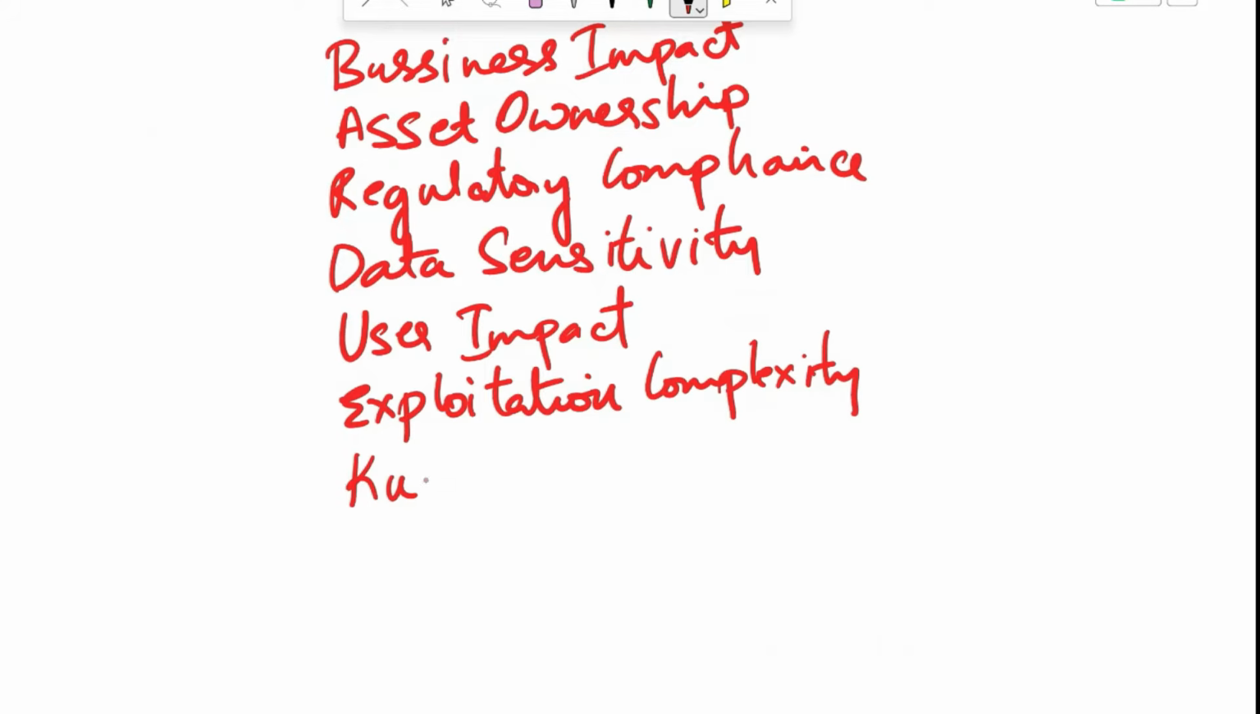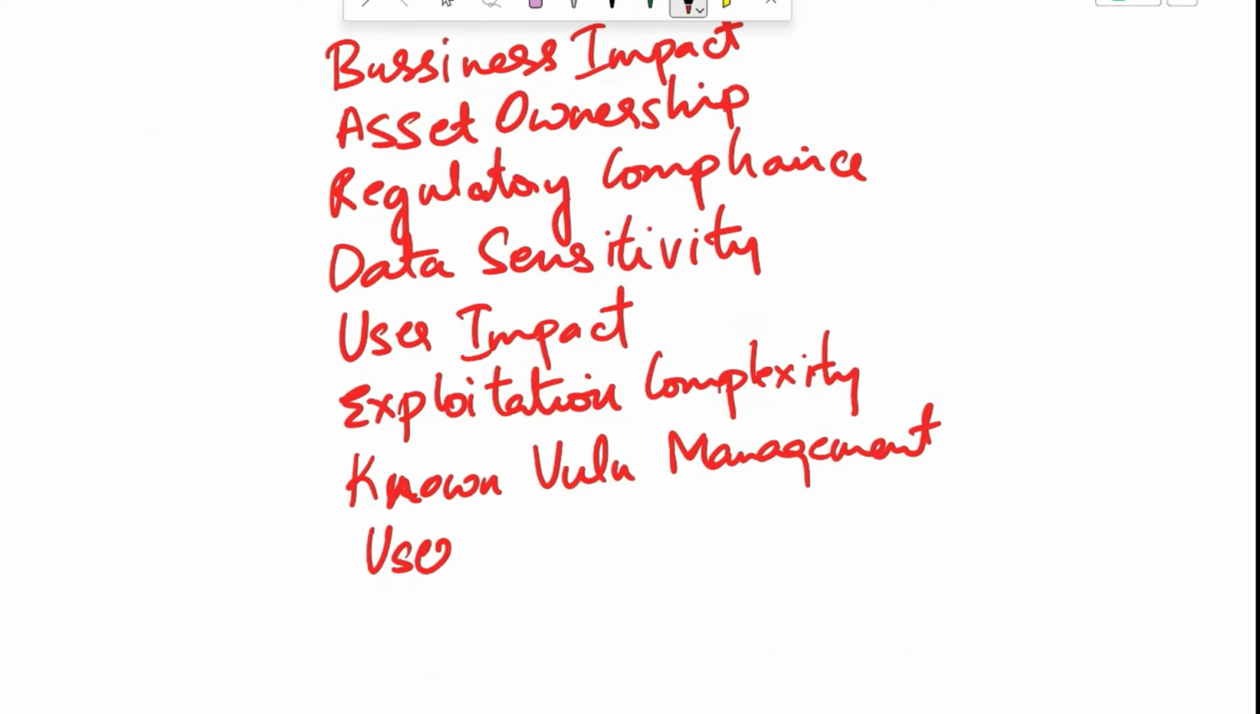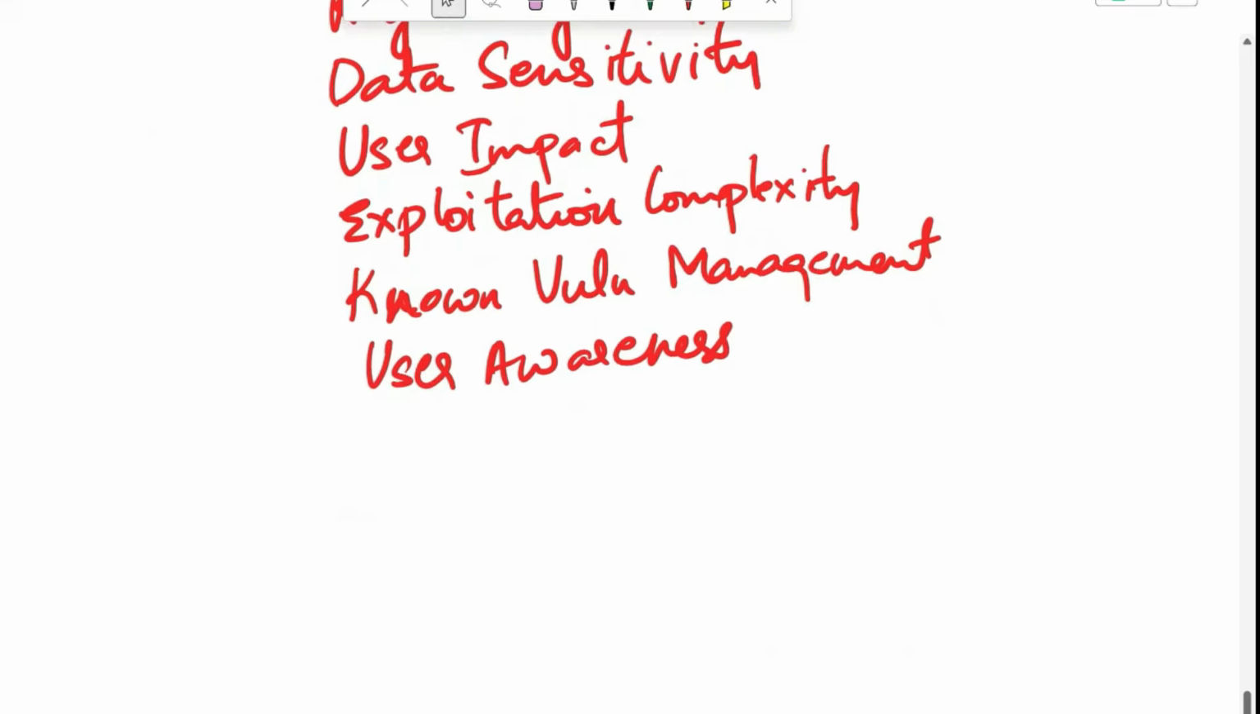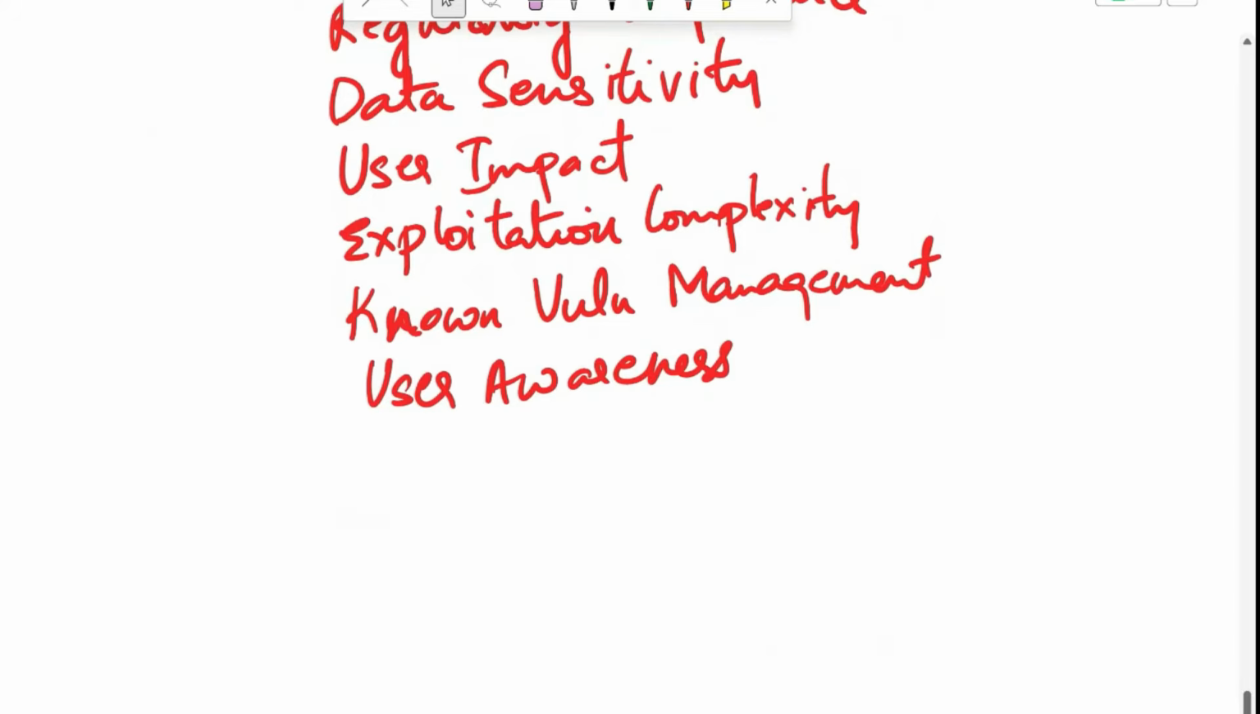Known vulnerability management. Prioritize vulnerabilities that align with the organization's vulnerability management policy, which may include specific guidelines for handling certain types of vulnerabilities. Then is user awareness. Consider vulnerabilities that could be mitigated through user awareness and education. Prioritize vulnerabilities that can be addressed by improving user practices.